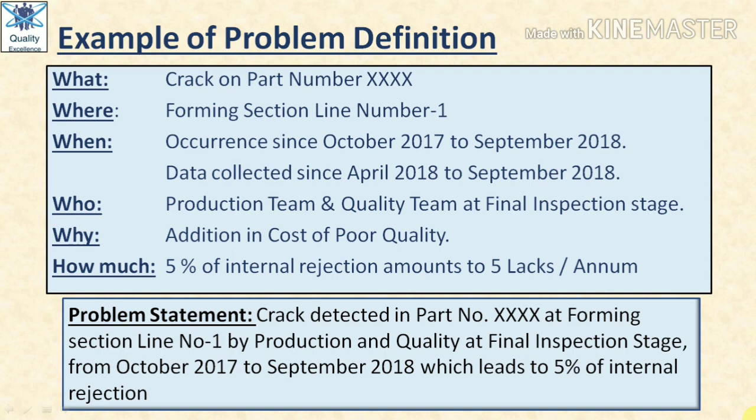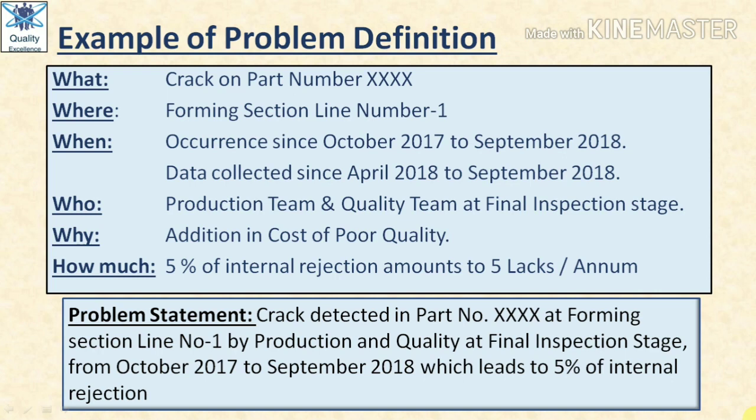Now we'll frame all these answers in a structured manner to get a problem statement. If we do that, the problem statement will be somewhat like this. Crack detected in part number so and so at forming section line number 1 by production and quality at final inspection stage from October 2017 to September 2018, which leads to 5% of internal rejection. So now it is defined in a structured manner.